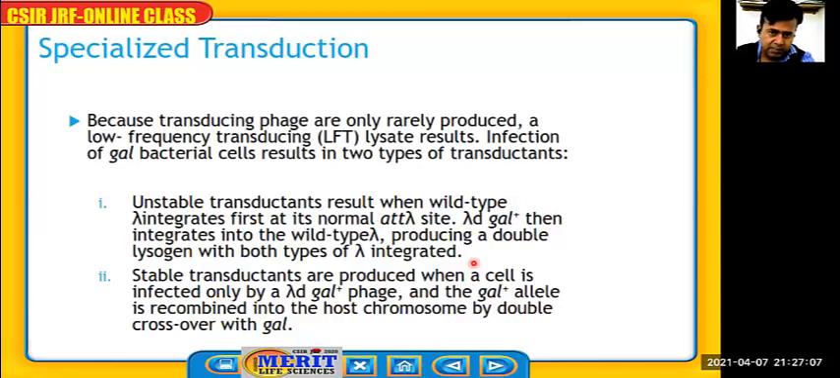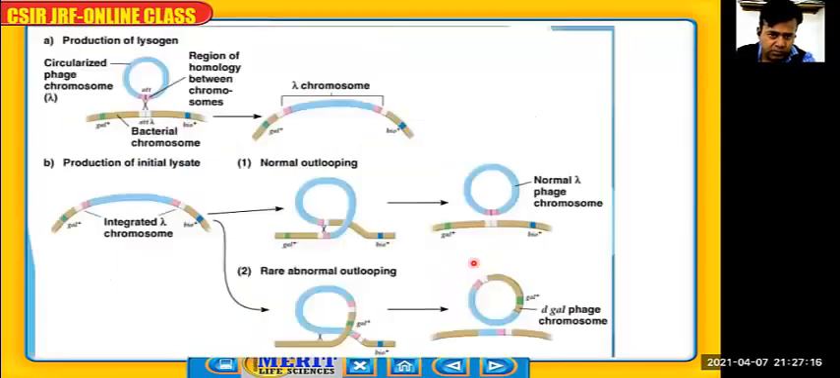It may be any gene, but the common feature is that this integration is because of the att site. The att sites are present in the E. coli chromosome as well as the phage chromosome. Right, so you can see the production of a lysogen: the circularized phage lambda chromosome and the bacterial chromosome are meeting at this common junction at att. What you can see is a recombination, right? A region of homology exists as att in both the bacterial as well as the lambda chromosome.